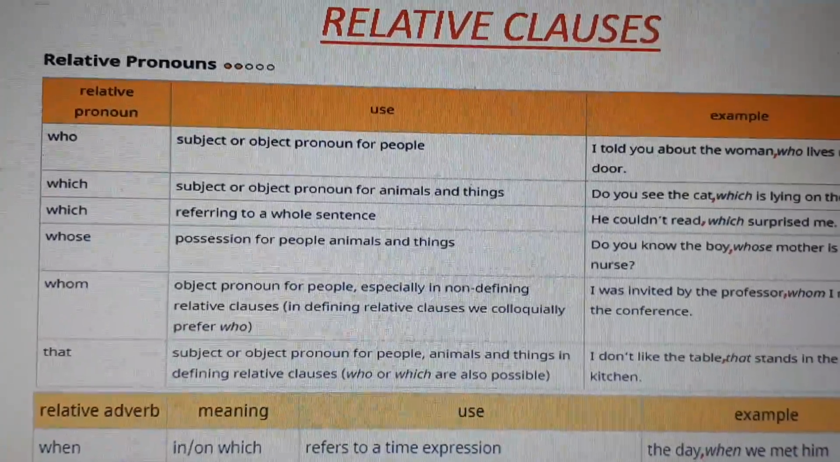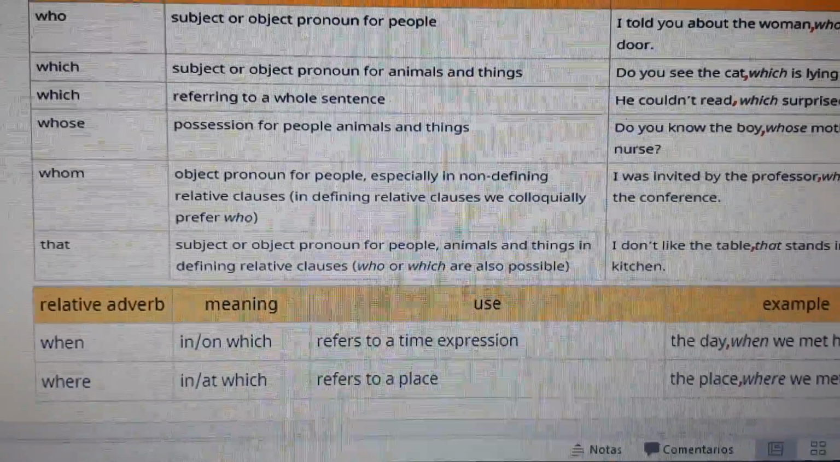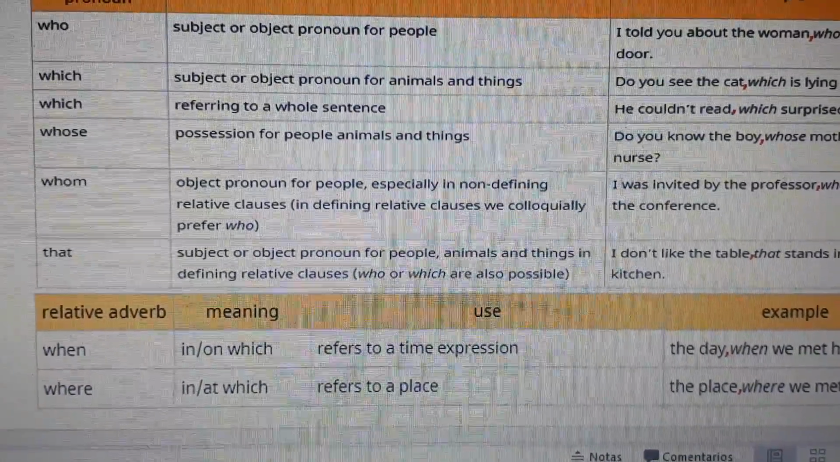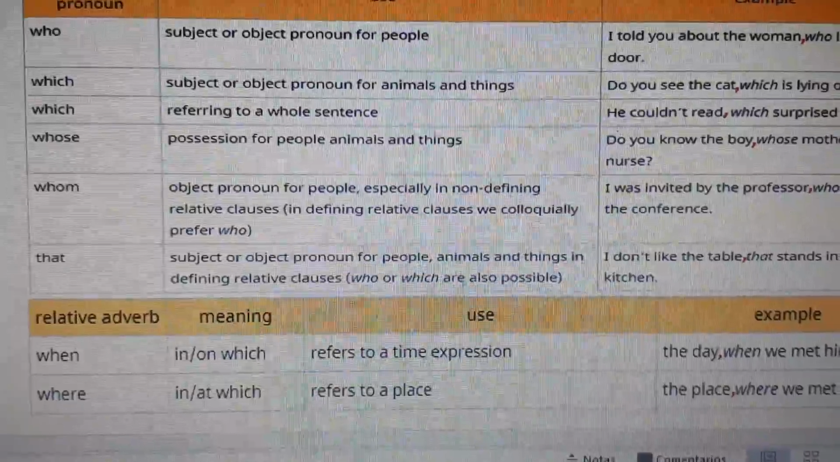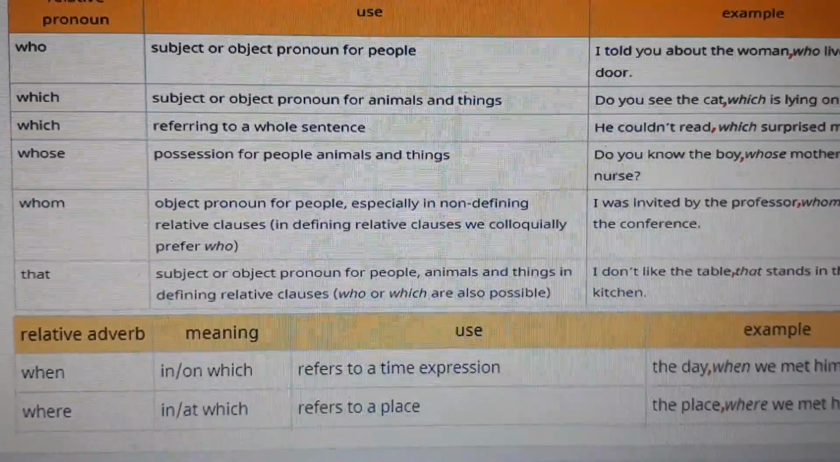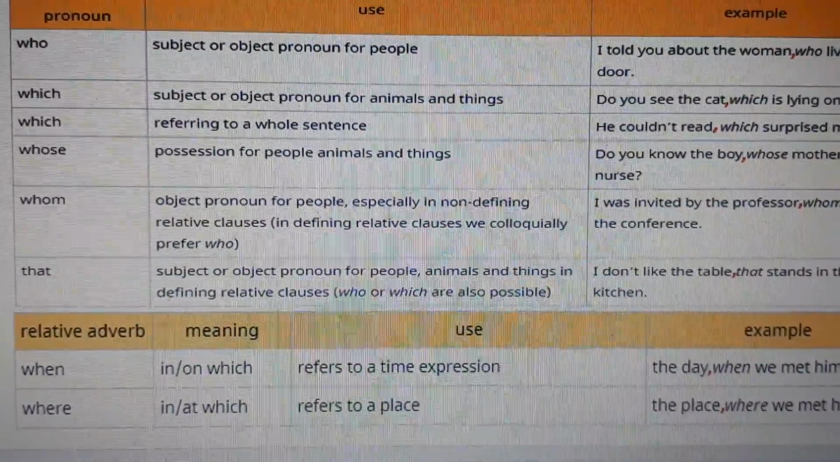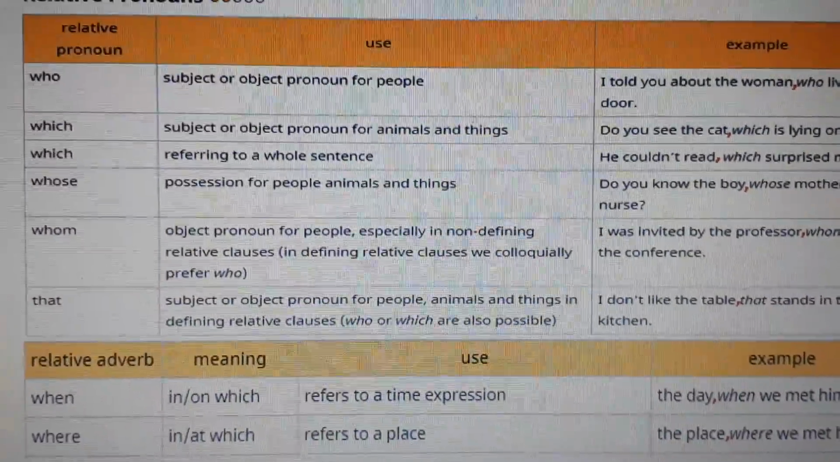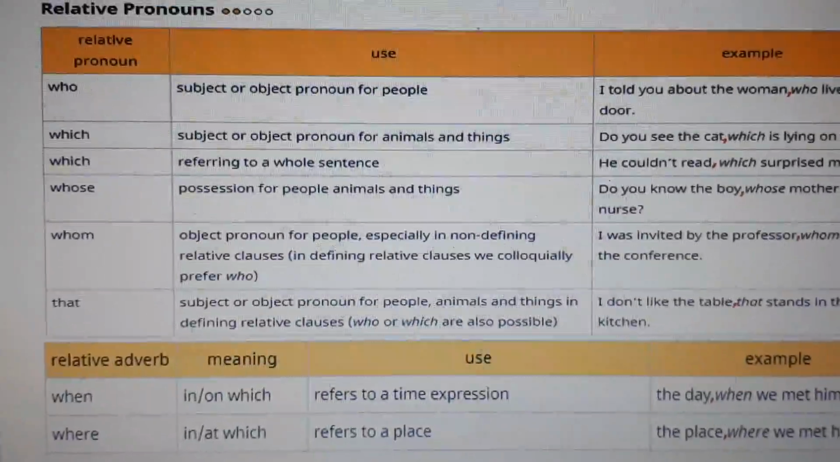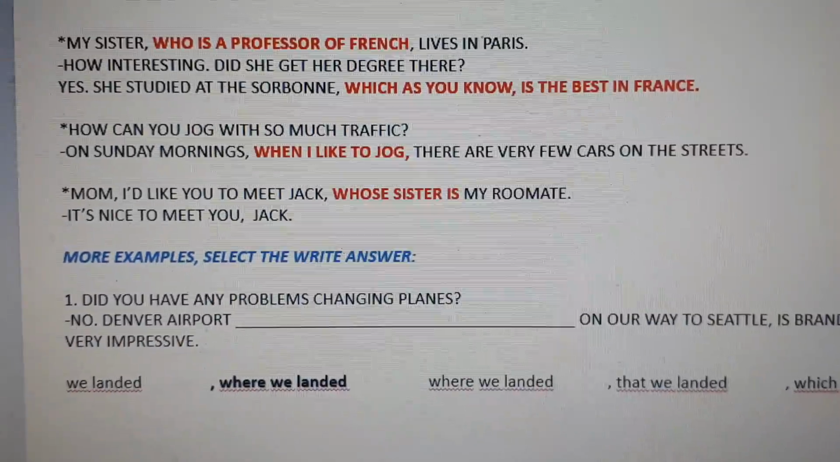I mean the relative clause, okay? Then we have whom and that, and also we have when and where. So if we are talking about when, it is to refer to an expression of time, a time expression, okay? If we're going to talk about where, it is to refer to a place, okay, etc. So please study this information, okay? And then we have some examples, okay?